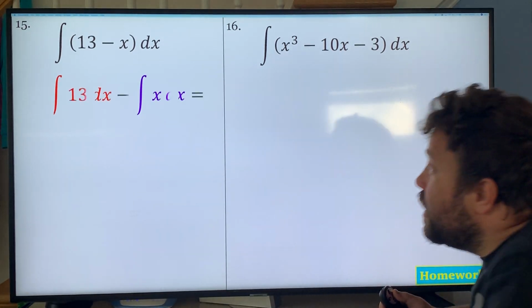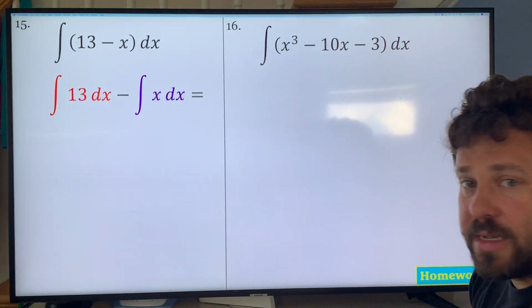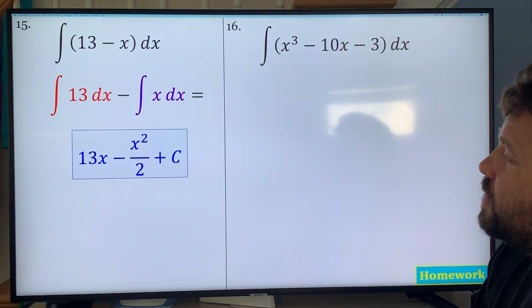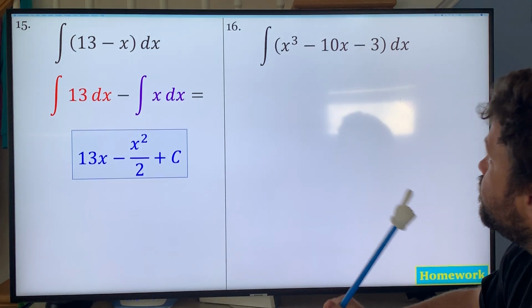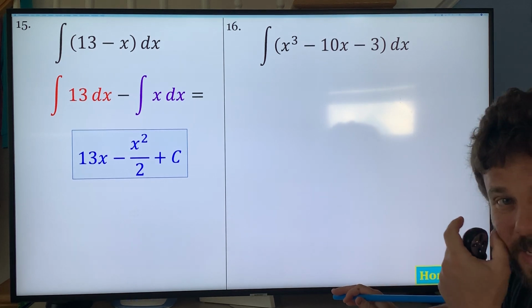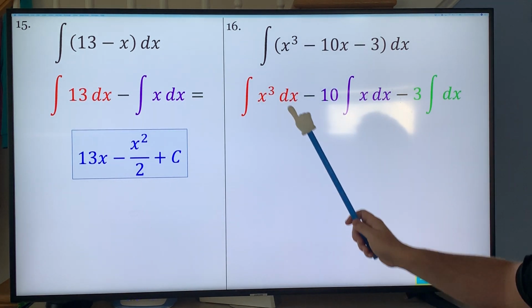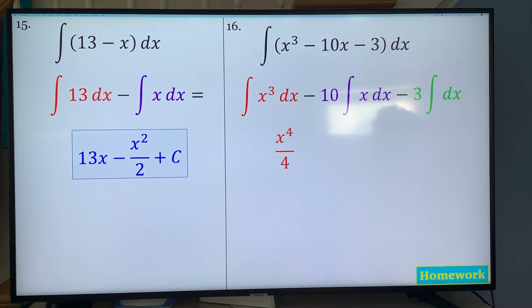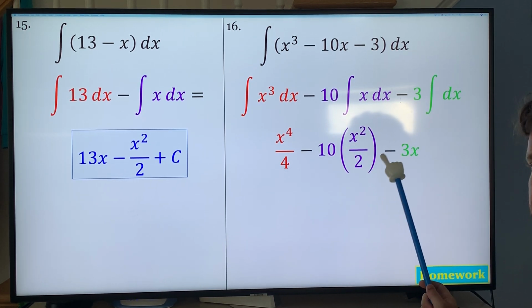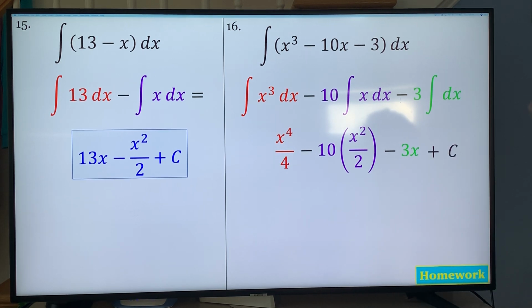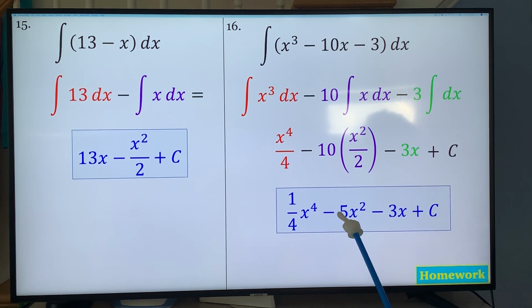Ready? Integral of 13 dx minus x dx. 13x, minus x squared over 2 plus c. It's easy, right? X to the 4th over 4 minus 10 times x squared over 2 minus 3x. 10 divided by 2 is 5. So it's 1/4 x to the 4th minus 5x squared minus 3x plus c.